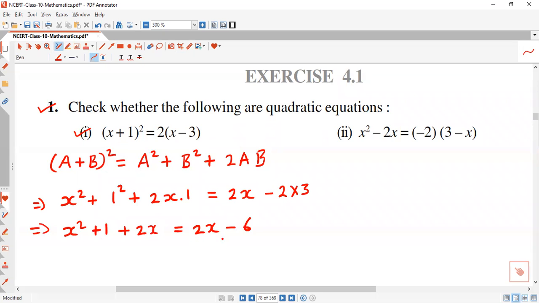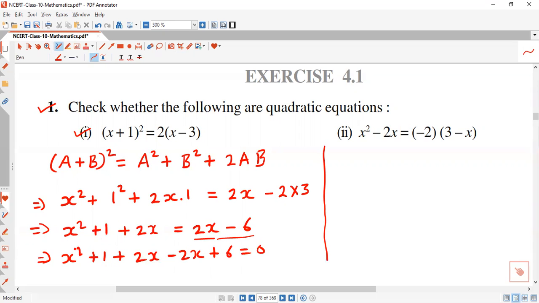Take all the terms on the right hand side towards the left hand side. So what we are getting: x square plus 1 plus 2x minus 2x plus 6 equal to 0. Now, what does the equation leave out? Look here, the first x square term, there is only one x square term. Now, two x terms are there. This 2x term and this minus 2x term cancel out. So, no x terms are there. Now, constants 1 and 6, we see plus 7 equal to 0.